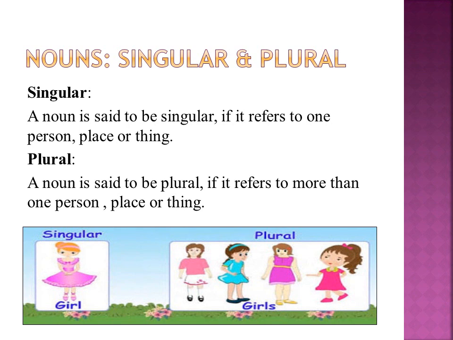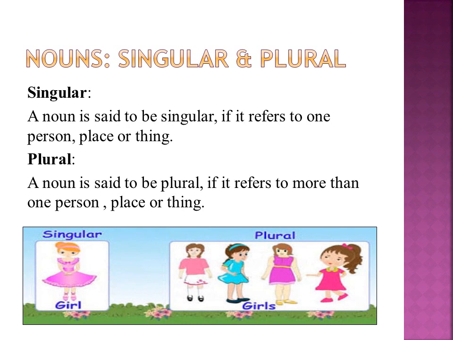Today I will teach you singular and plural nouns in detail. First of all, do you remember what's a noun? A noun is the name of a person, place or thing. The singular form of a noun refers to one person, place or thing. For example, a girl, a house, a toy, etc. This is a girl or this is one girl.